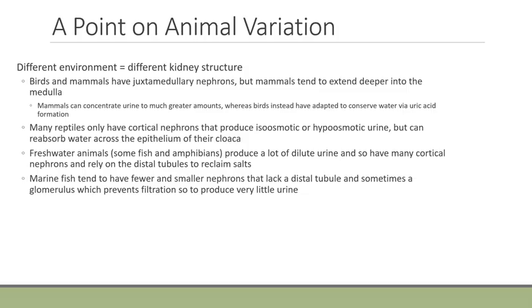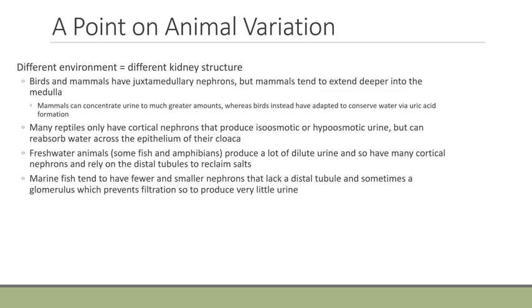Other reptiles will sometimes only have cortical nephrons that are generally isoosmotic or even hypoosmotic to the urine that they're trying to produce, but they can actually reabsorb water across different epithelial surfaces, like their cloaca, which can then again prevent them from having to lose water in other places. The fact that they are not necessarily making a super concentrated urine isn't a problem, because they can also just get water other ways and get rid of water other ways.